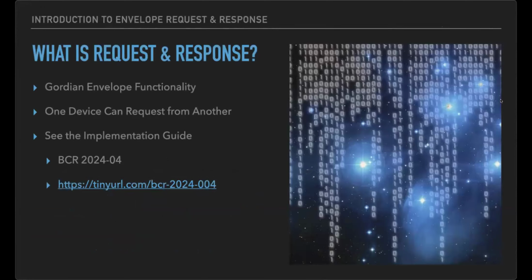The request and response system is part of the expanded Guardian Envelope functionality that Blockchain Commons supports beyond the core specification that we've been working on. It allows one device to request something from another. Our implementation guide has more details, but here's a quick overview of everything.